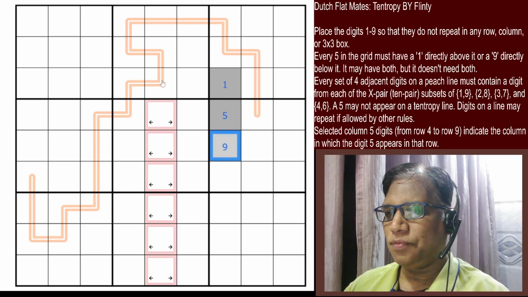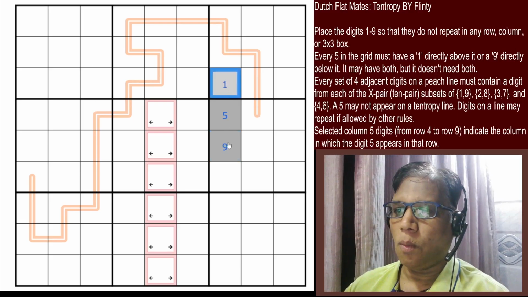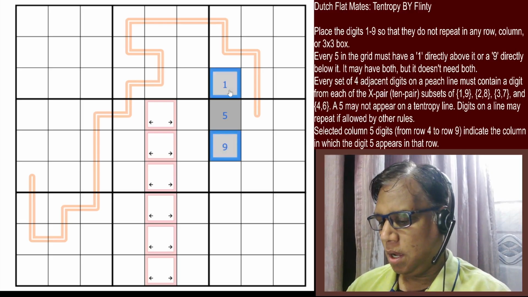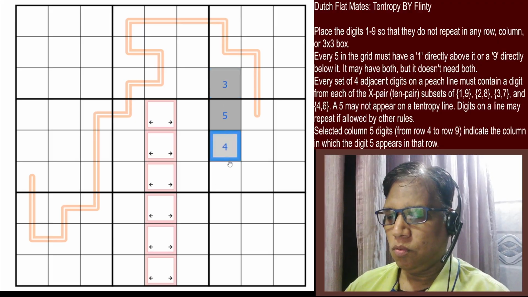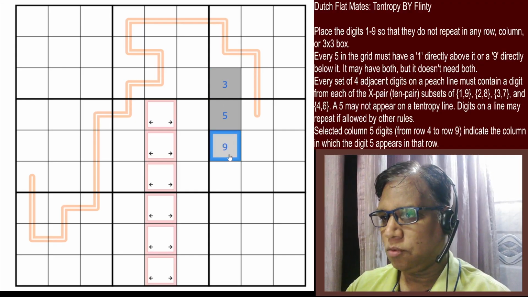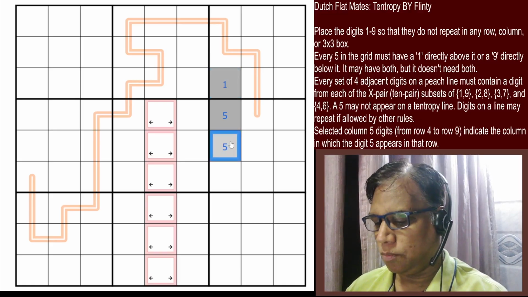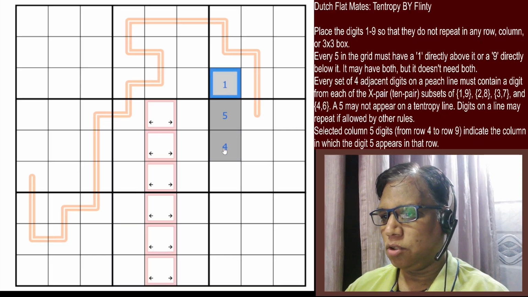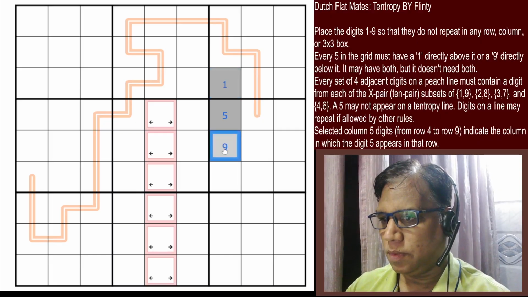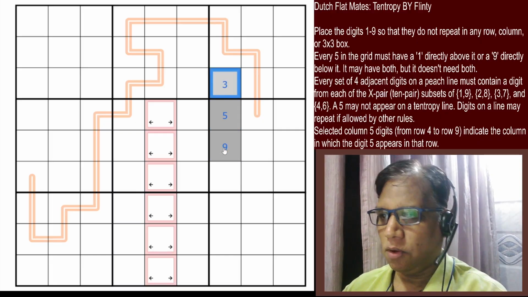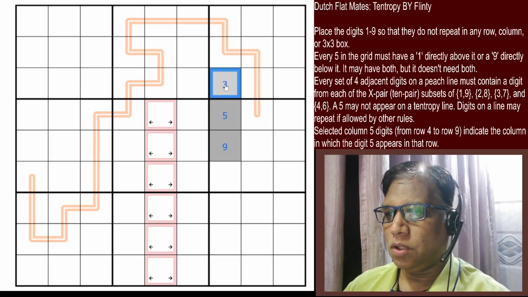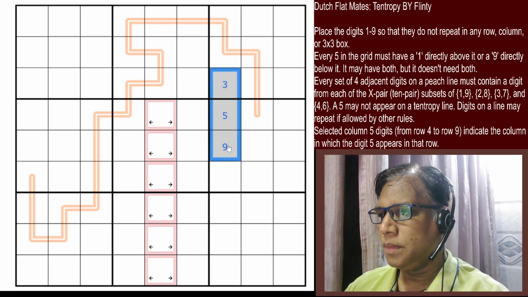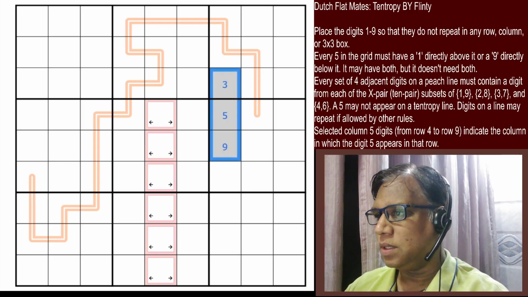So wherever there is 5 in the grid, it must have either 1 on the top of it or 9 below it. It's not possible that there is 5 somewhere and then there is no 1 on the top and no 9 on the bottom. Both is possible. So this and this is possible, or something like this is also possible where there is 1 on the top, or where there is 9 on the bottom and 3 on the top. But every 5 must have either 1 on the top or 9 on the bottom. It must have one of these.